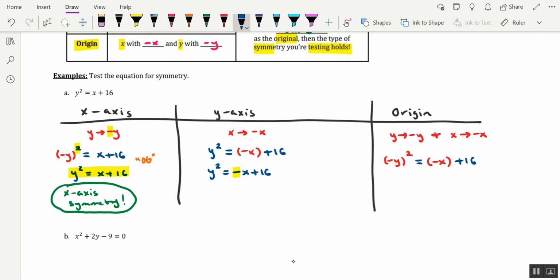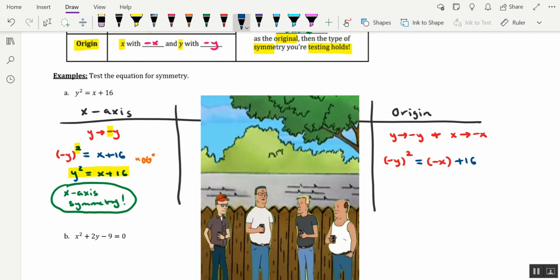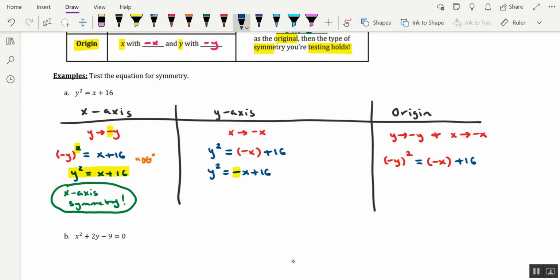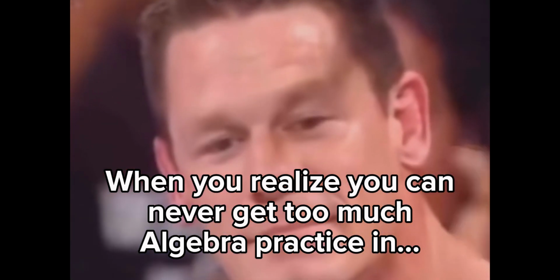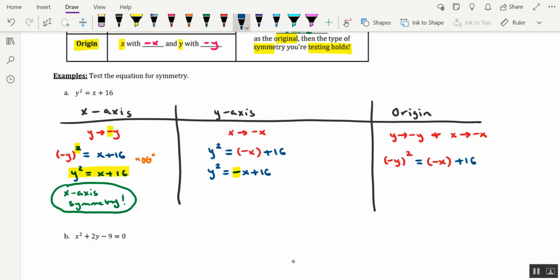So yeah, if you're looking ahead and thinking, well, didn't we already do some of this work? The answer to that is yes, we did. So it's kind of a blending of the two tests, x-axis and y-axis. But it's still a good idea to check anyway. Plus, you can never get enough algebra in. But anyway, I do recommend testing all equations for all three types, just to be on the safe side.